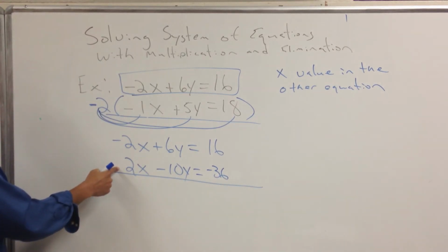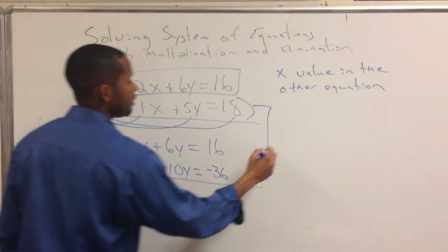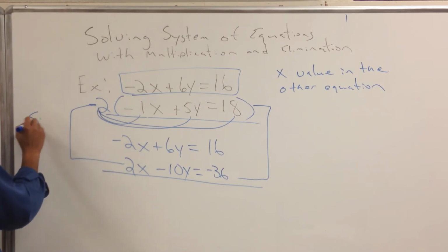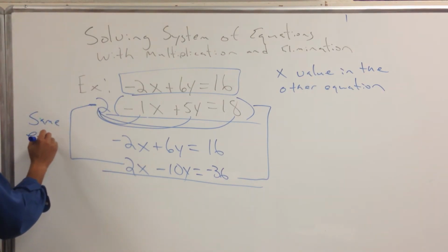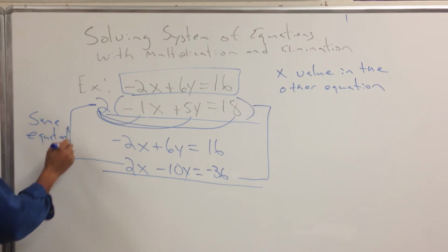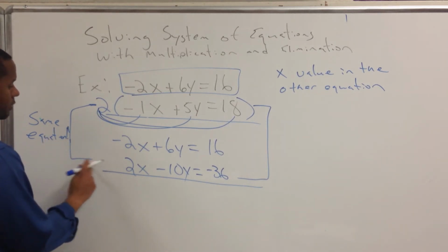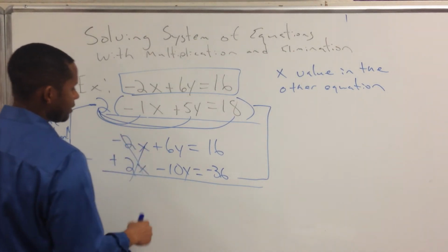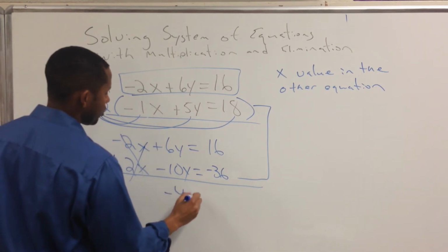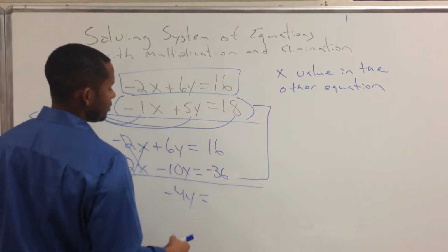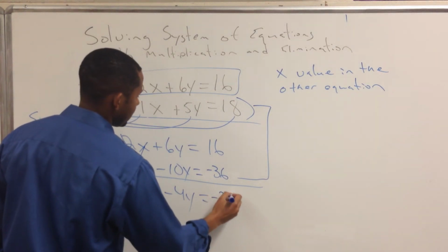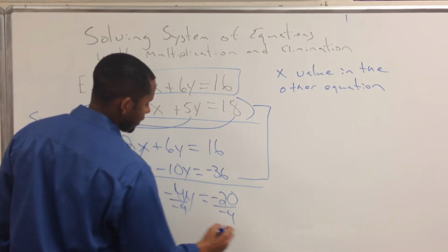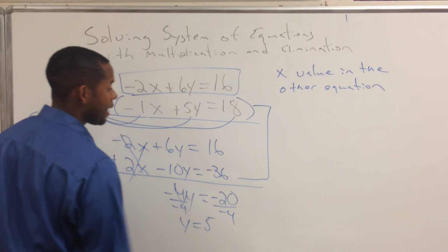This equation and this equation are the same. Okay? Maybe you'll want to write it this way. This one and this one are the same equation. Okay? So, now I can go ahead and add. Negative 2 and 2 is 0, so those cancel out. 6 and negative 10 is negative 4y. 16 and negative 36 is negative 20. Now I can solve for y. Divide by negative 4, divide by negative 4, y equals 5.